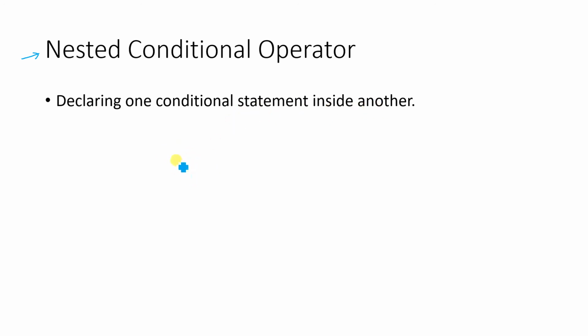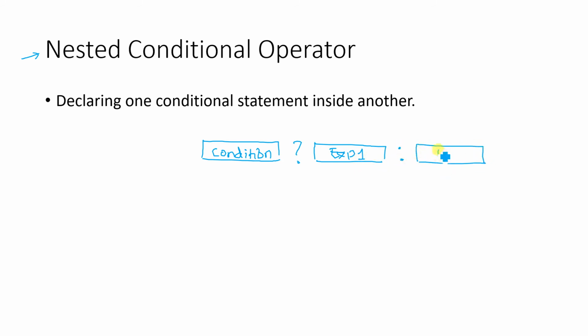So as I have already told you, in a conditional statement, the first part is your condition. After writing the condition, you put a question mark. Then if the condition becomes true, expression 1 gets executed. Then you put a colon. Then you write expression 2 over here. If the condition becomes false, then expression 2 gets executed. So this is the general syntax of a conditional operator.